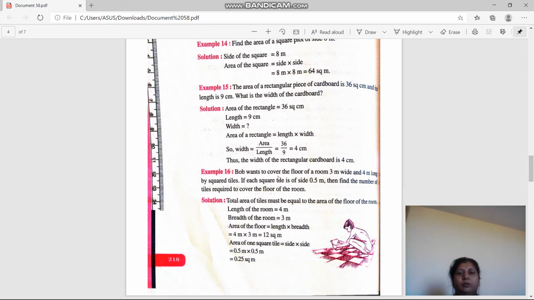Bob wants to cover the floor of a room 3 meter wide and 4 meter long with square tiles. If each square tile is of side 0.5 meter, then find the number of tiles required to cover the floor of the room. So see here, it is a little bit lengthy example. But first of all we have to understand what things are given here. So this is the floor of a room.